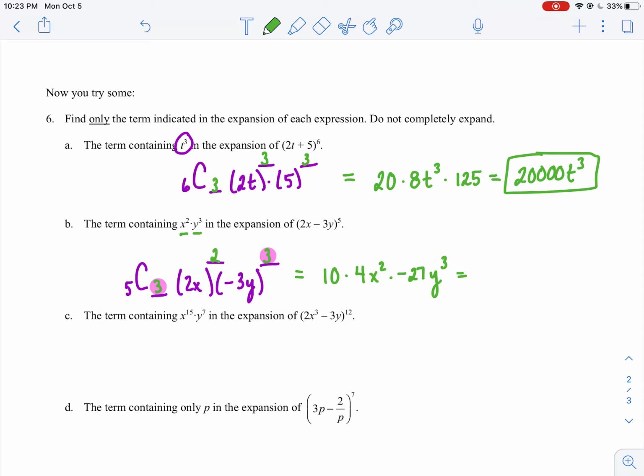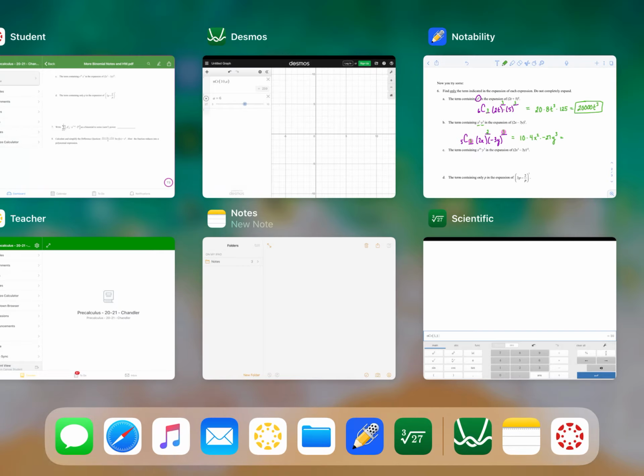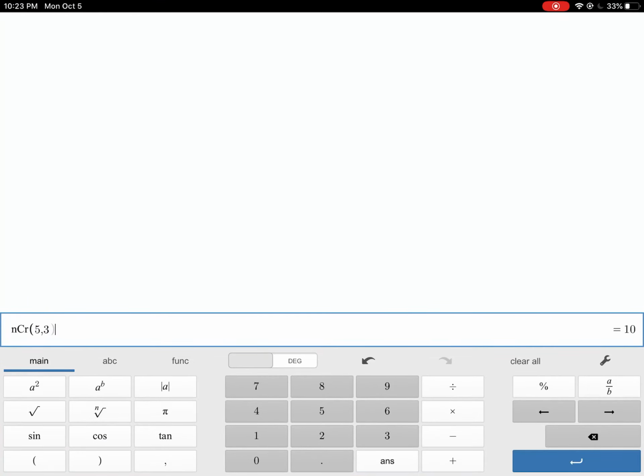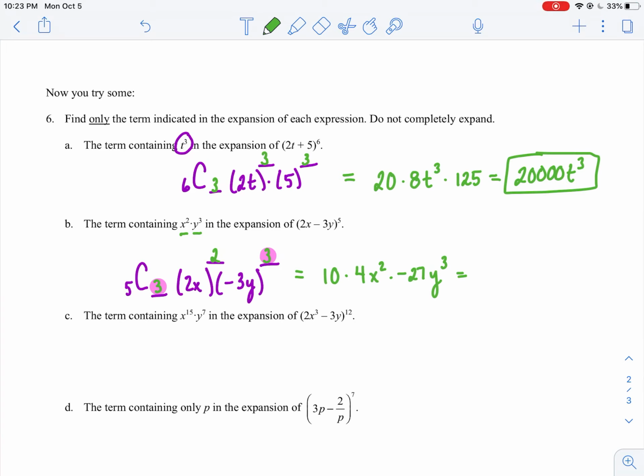So we've got 10 times 4 times negative 27. So 10 times 4 is 40 times negative 27 is going to be 1080. So negative 1080. There it is. So negative 1080 x squared, y cubed.